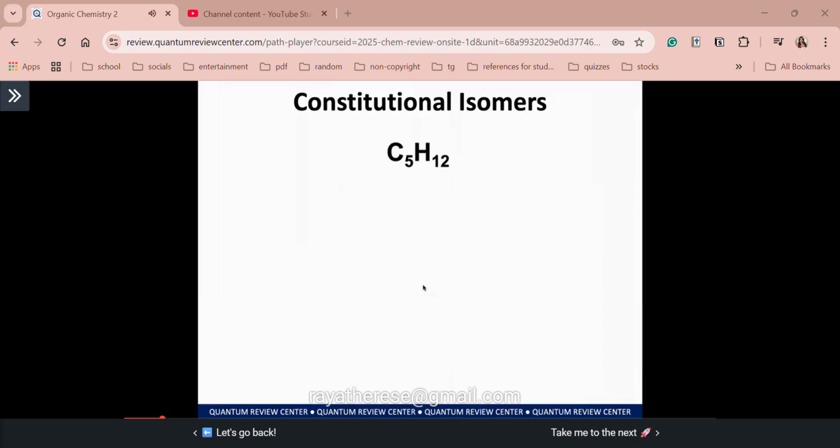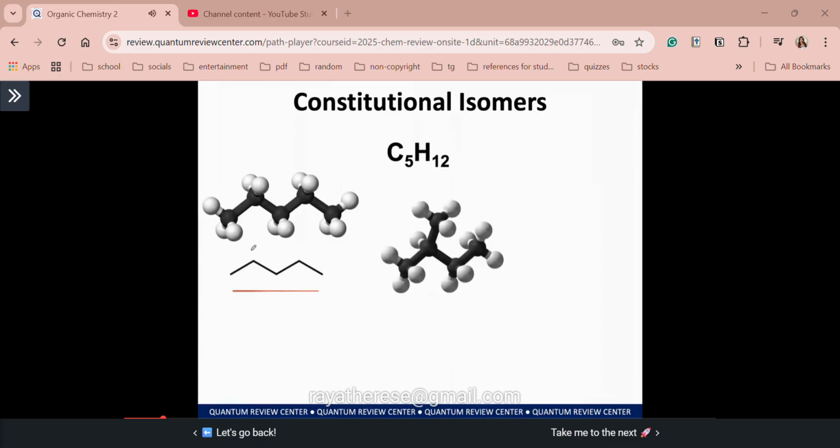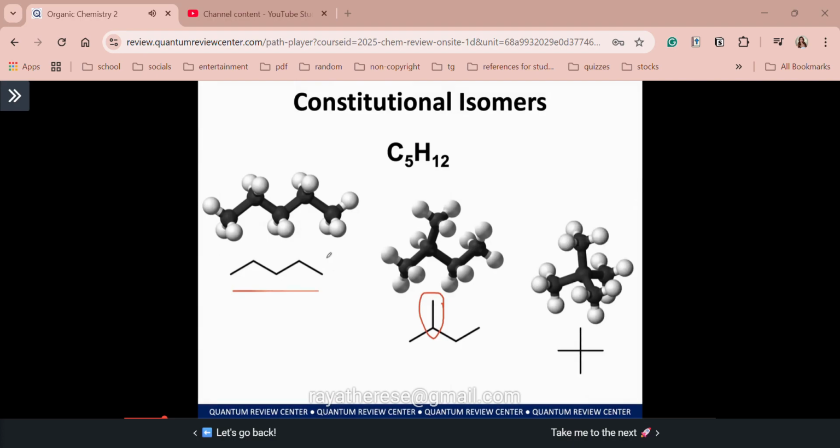Sir, can you recall the structures of these 3 isomers of pentane? Yes. Firstly, we have your linear chain. This is just your pentane, class. Remember, we already discussed this. Second, class, this is your isopentane because we have branching in its structure. And lastly, the highly branched constitutional isomer of pentane, we have your neopentane.